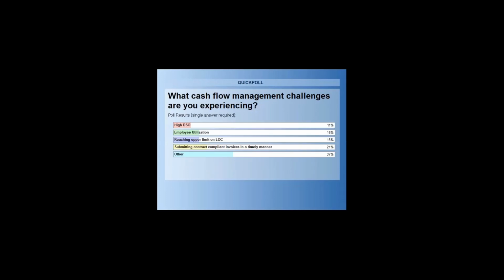Other is our number one answer. It shows you what I know when I put these polls together. So if you did select other, please put your other reason into the question box. And certainly submitting those contract compliant invoices in a timely manner, that must be extremely frustrating.